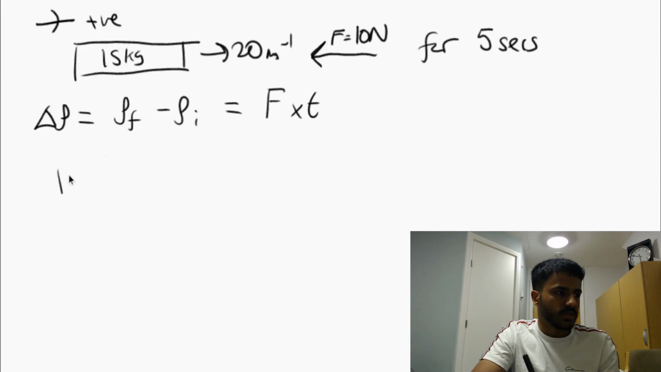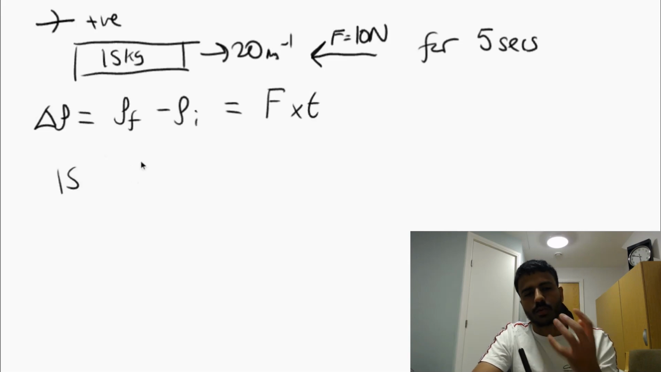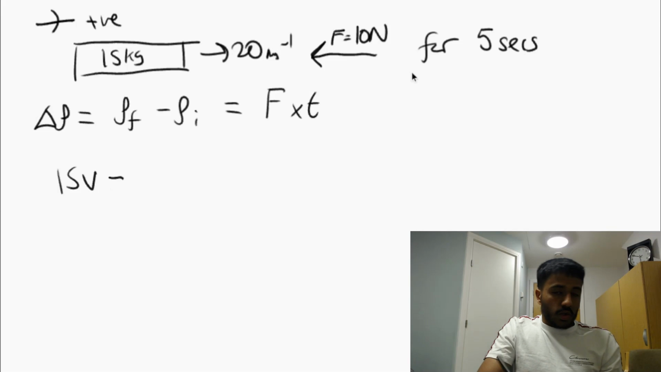Well, we know the mass is 15, but we don't know what its final speed is yet. That's what we're trying to find out, so we can just label that as v. So the initial momentum is 15 kilograms times 20.